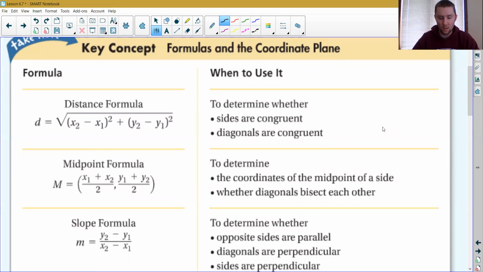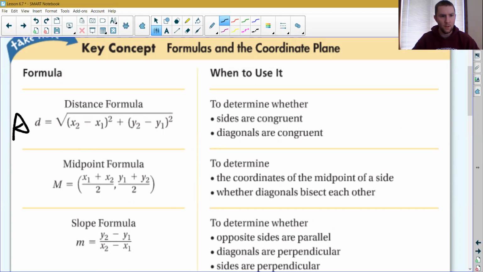If all I see in your homework is the classification of what shape it is, that's not going to be good enough. Okay, I'm going to want to see the graph and the points at least. So here's the three things that we're going to need to use. Okay, number one, we're going to have to use the distance formula.